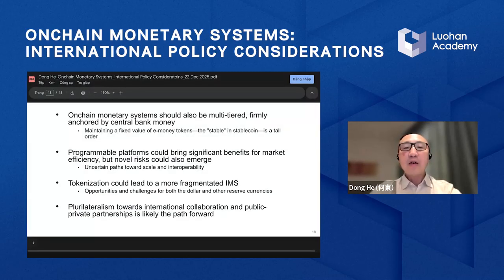And tokenization could lead to a more fragmented international monetary system, with opportunities and challenges for both the dollar and other reserve currencies. Let me finally share a thought: in this world of geoeconomic fragmentation, plurilateralism towards international collaboration and public-private partnerships is probably more realistic, and likely to be the way forward.